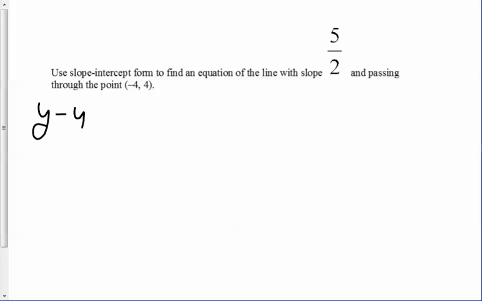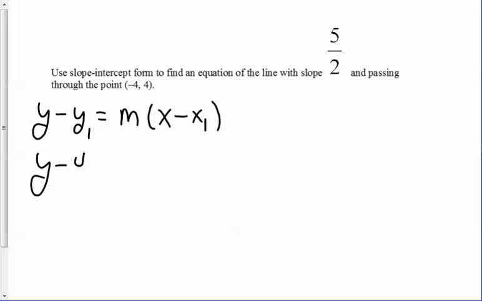This is the point-slope formula: y minus y1 equals m times x minus x1. That's called point-slope. Point-slope is awesome. You just need a slope, which we got, it's 5 over 2, and a point, which is negative 4 comma 4. So I'm going to plug those values in.